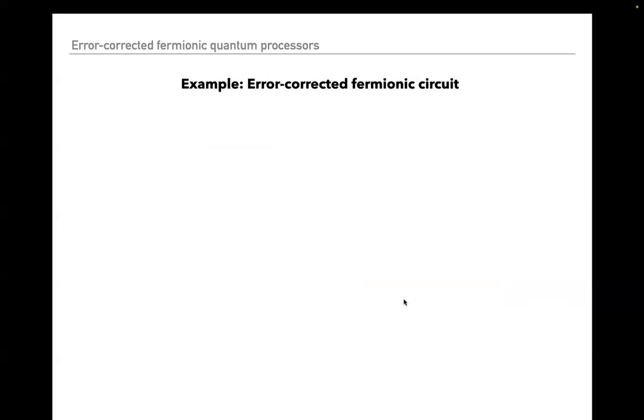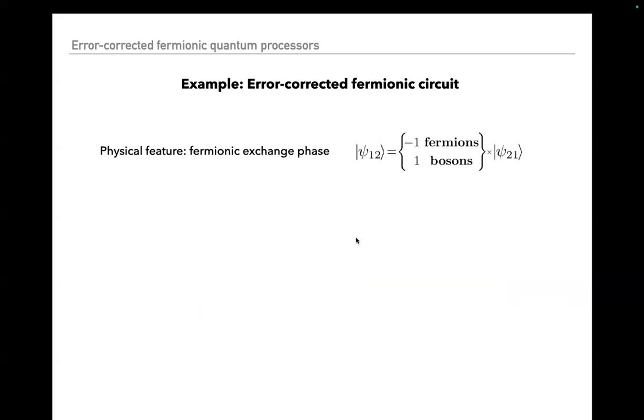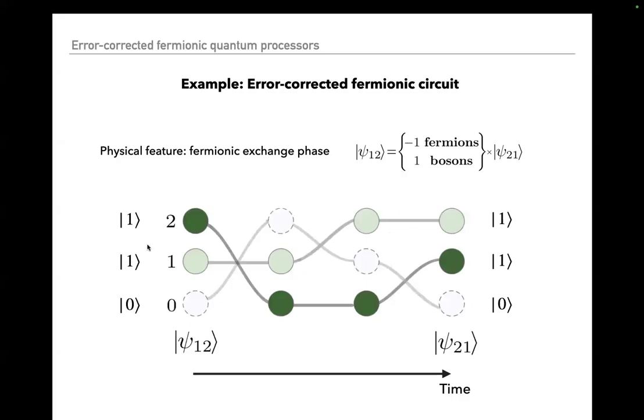And with this, let me come towards the end. We have compiled and simulated an example circuit. And so basically what we looked at is the exchange phase. So suppose you have 3 sets of logical modes. So, 3 modes that can be occupied with a logical fermion here and a logical fermion here, while we keep a logical vacuum down here. And we call the state psi1, 2.